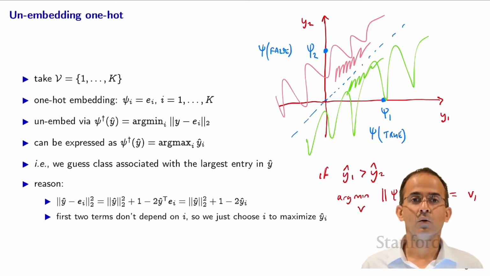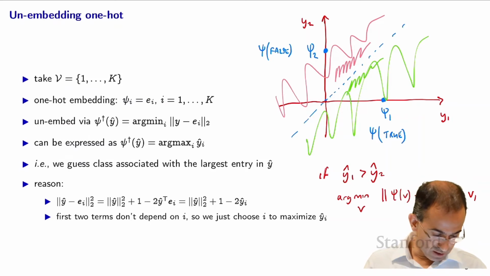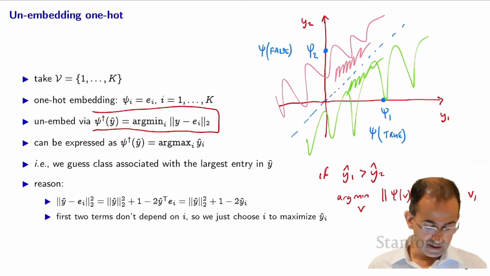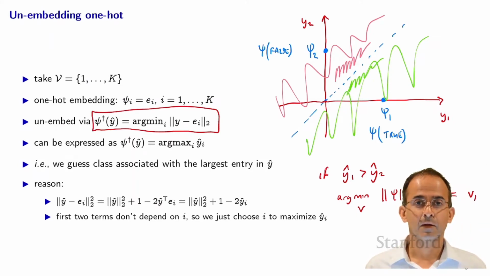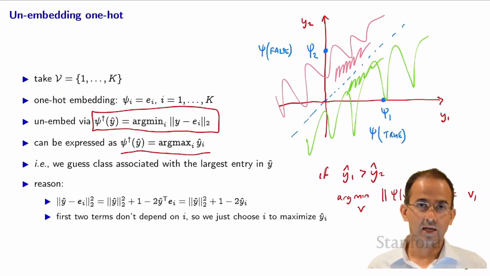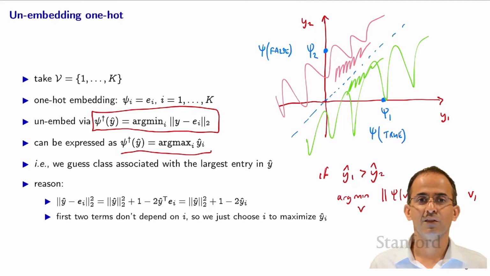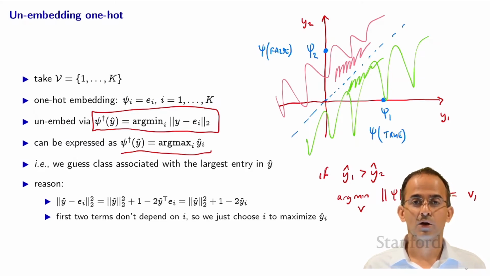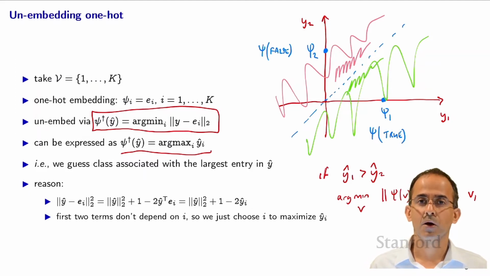If we want to find out what is the solution in general to this problem of un-embedding, what is psi dagger when we've used the one-hot embedding, it turns out that this is exactly what we think it is. We look at the largest component of the vector y hat and we return the corresponding target vector. So if y hat 3 is the largest component of y hat, then our un-embedding psi dagger would return v3.